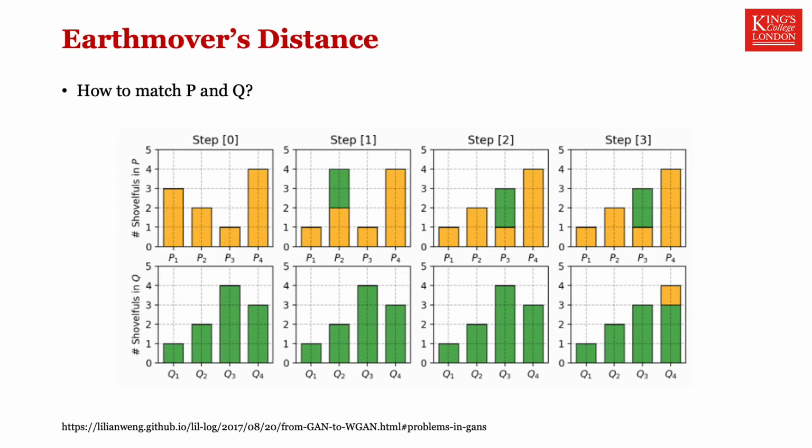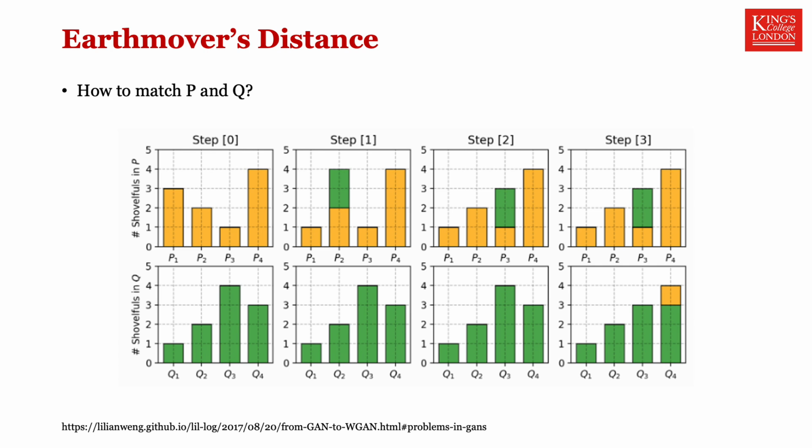Another way to match distributions, in this case the distribution of P in orange at the top and the distribution of Q in green at the bottom, there are many ways to do so. For example, the KL divergence is one way, and using discriminators is another way. There are many other ways to do this, but one way that has been significantly explored in the domain of generative adversarial networks is something called the Wasserstein loss, or the Wasserstein distance.